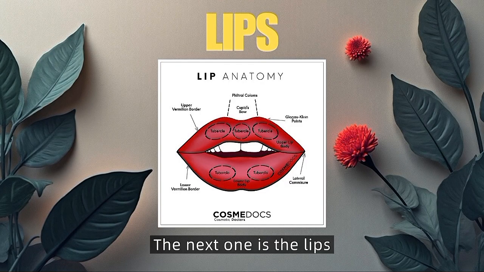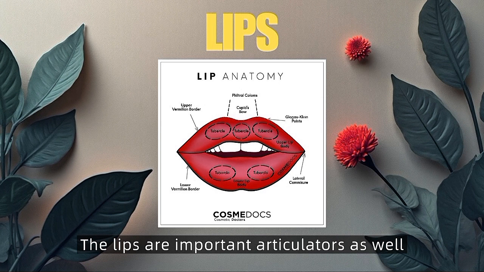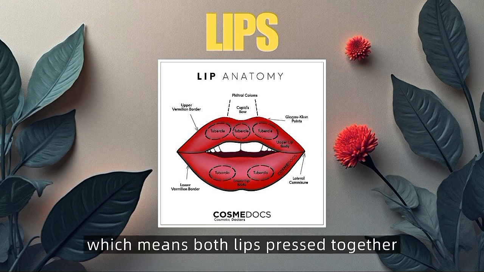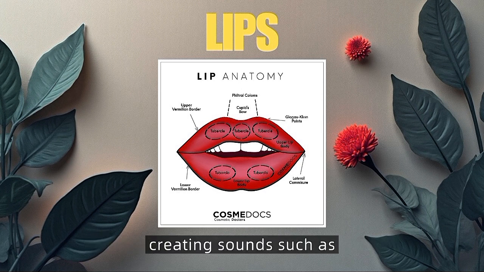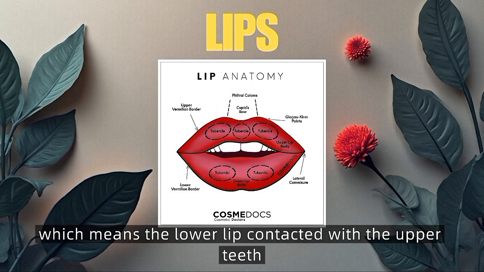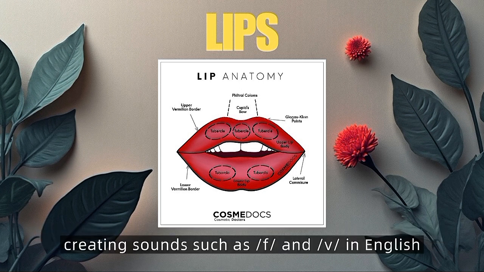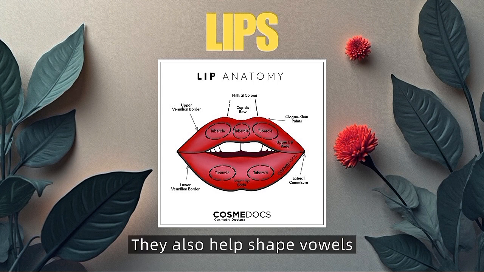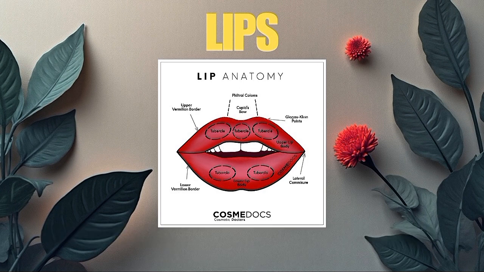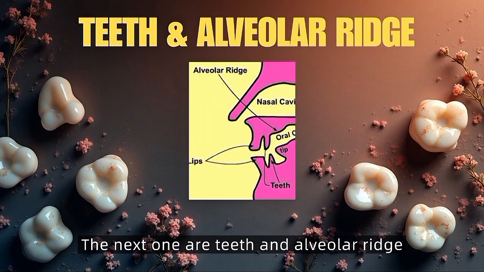The next one is the lips. The lips are important articulators as well. They help produce sounds known as bilabial, which means both lips pressed together, creating sounds such as P, B, and M. And labiodental, which means the lower lip contacts the upper teeth, creating sounds such as F and V in English. They also help shape vowels, through lip rounding or spreading, and influence the resonance of the vocal tract by changing its shape.